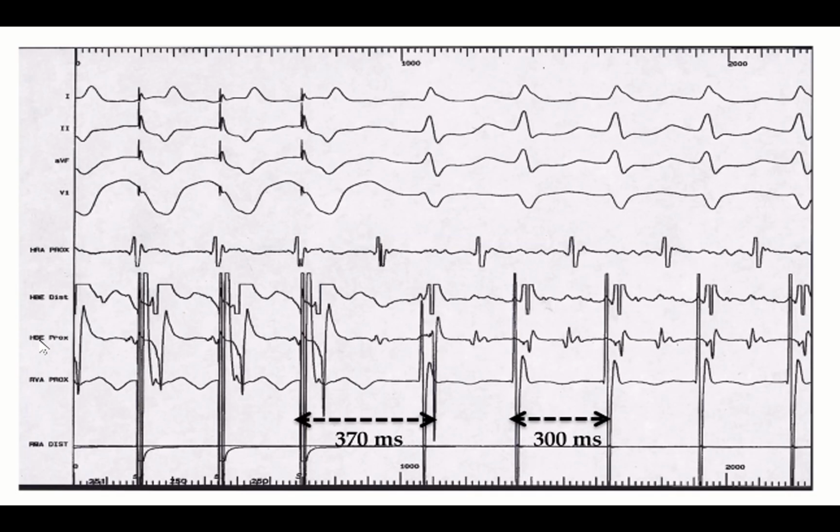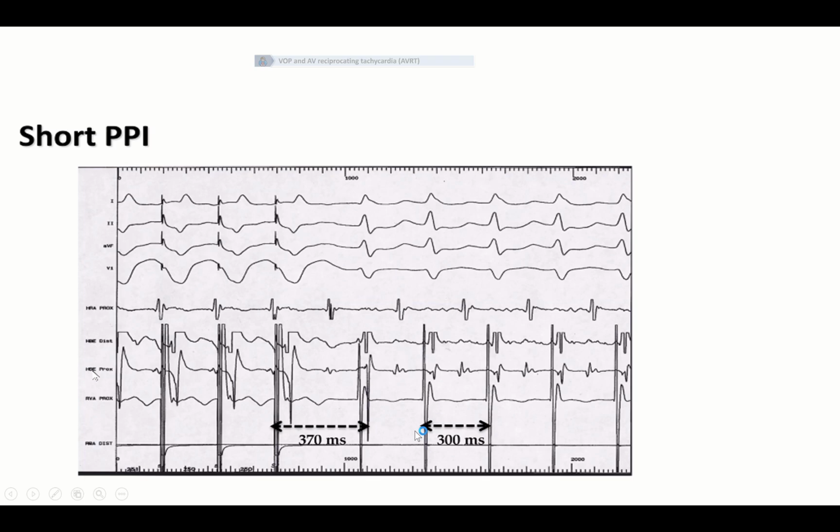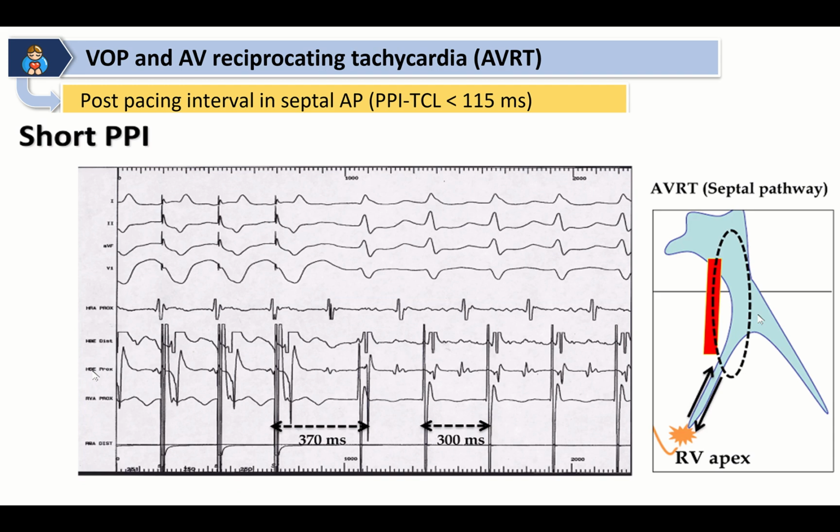So let's see the following three examples, starting with this example, a septal accessory pathway, a case of AVRT. We can appreciate the earliest retrograde A at HIS and proximal CS. It's a septal accessory pathway. The difference between post-pacing interval and tachycardia cycle length is about 70 milliseconds. So we are very close. We are dealing with AVRT using a septal accessory pathway, less than 115 milliseconds.